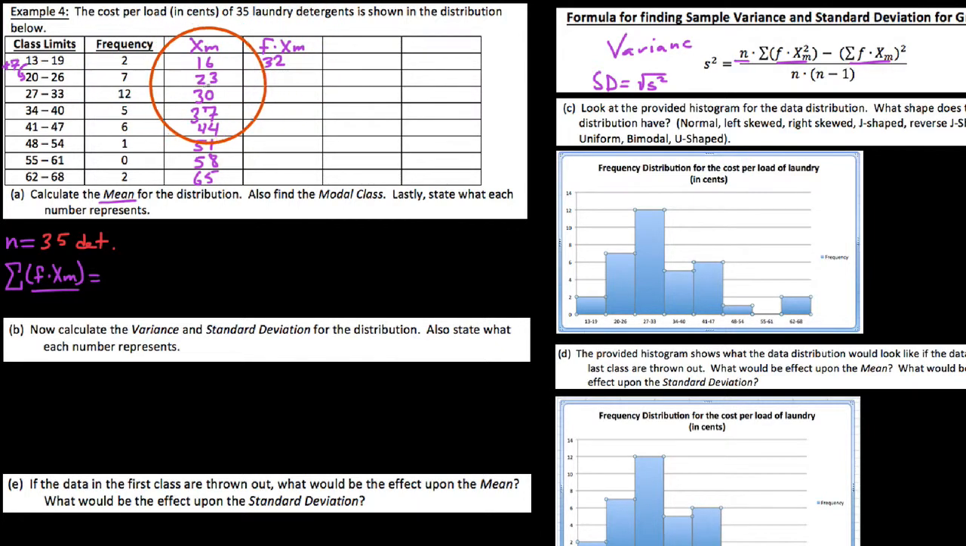So this class adds up to 2 16s, it's 32. We have 7 23s. That's 140 plus 21 more, would be 161. I should probably use a calculator here, but some of these I can dig out on my own. We say this would be 360 here. 5 times 37 would be 150 plus another 35, so 185. Let's see, 6 times 44, that'd be 240 plus another 24, so it'd be 264. 1 times 51 is 51, 0 times anything is 0, and then 2 times 65, well 2 times 60 is 120, and 2 times 5 is 10, so 120 plus 10 is 130.